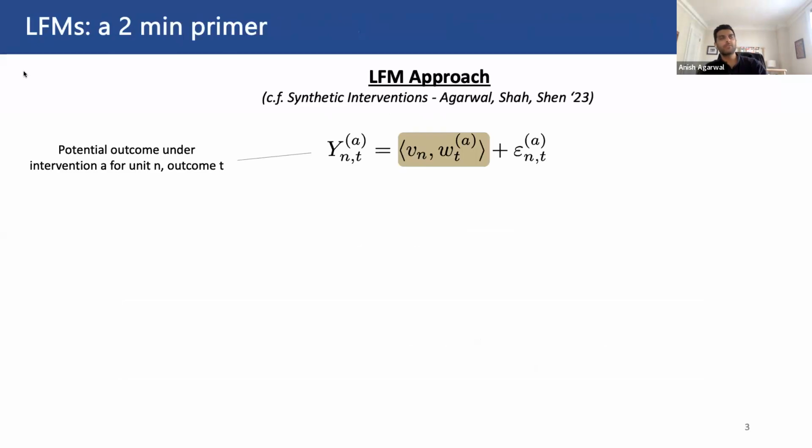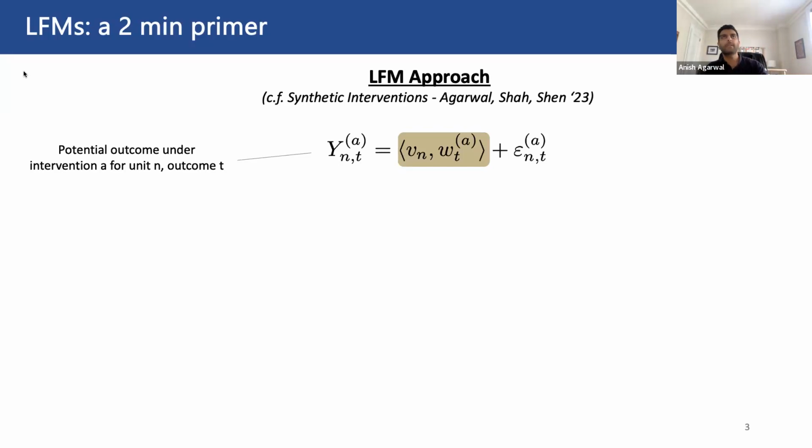Okay, so what is a latent factor model? So here's a 2-minute primer. It's normally imposed on the potential outcomes view. So say I have some potential outcome for some unit n, so it's an individual or a cell type, whatever you have, and some outcome t, so a different kind of variable. And you want to know for that unit and that outcome, what is the outcome under some intervention A?